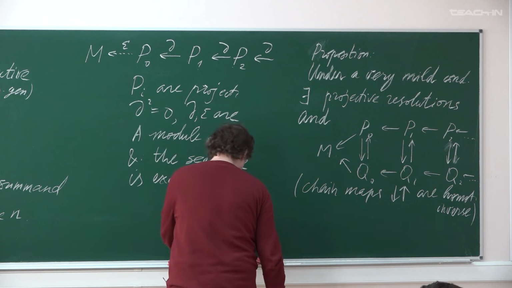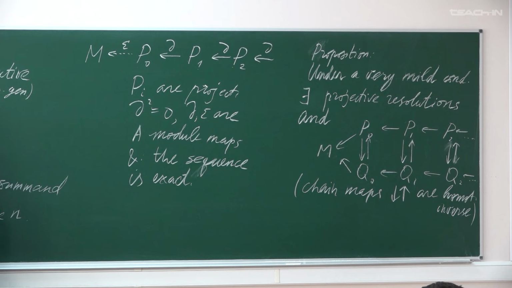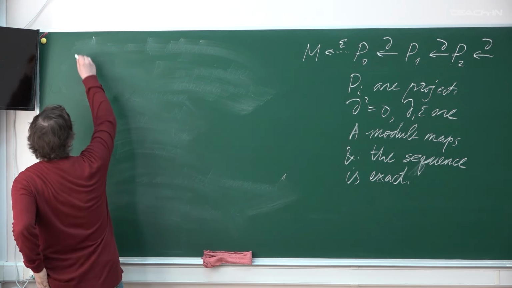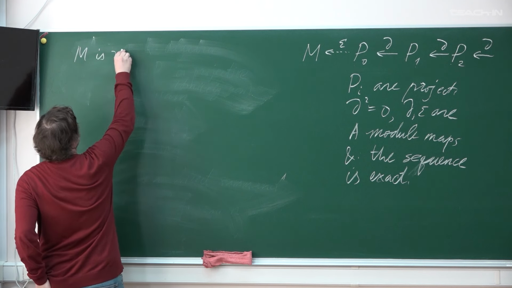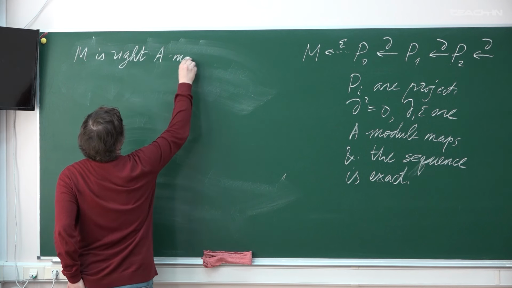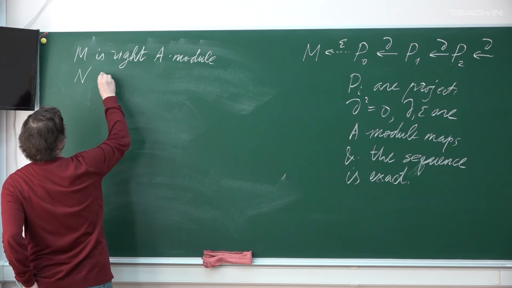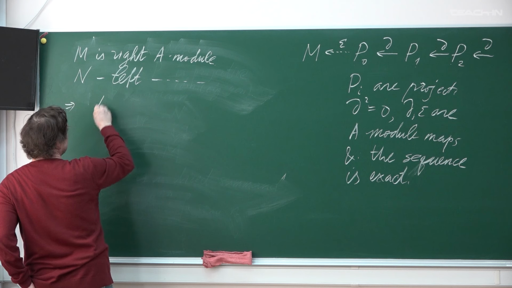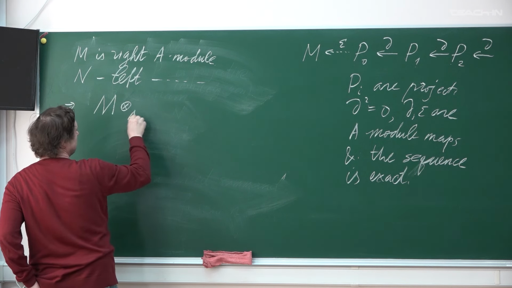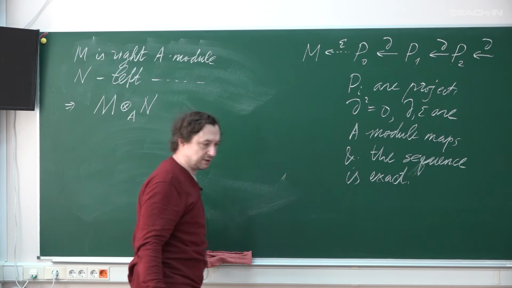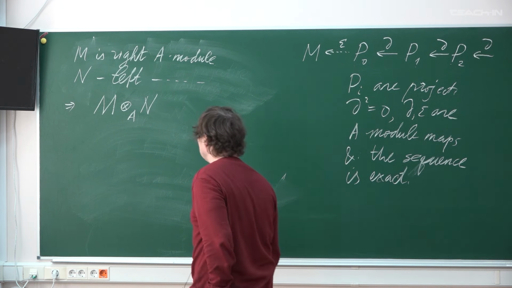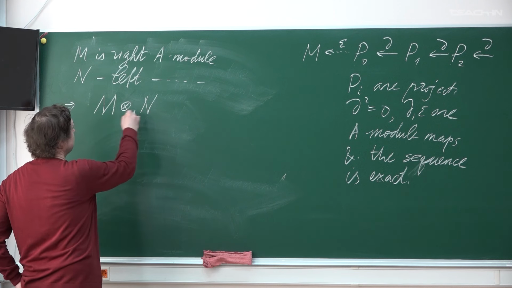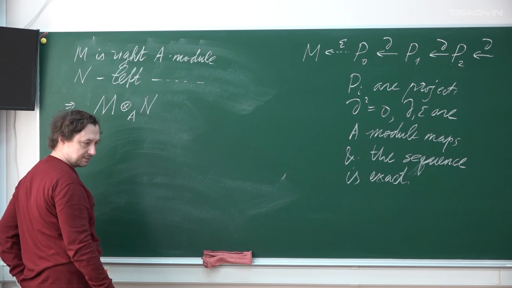Okay, so now what is the purpose of having these resolutions? The purpose is as follows. Suppose you have a right A module M and a left A module N. Then you can consider the tensor product of M and N over A. Since A is a ring, the functor which associates the tensor product to a pair of modules does not preserve exact sequences, right?